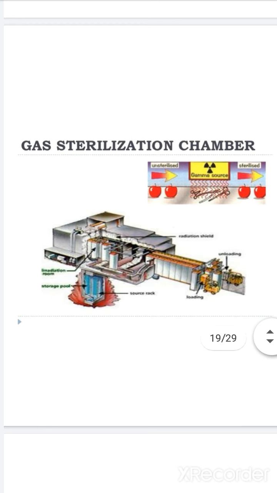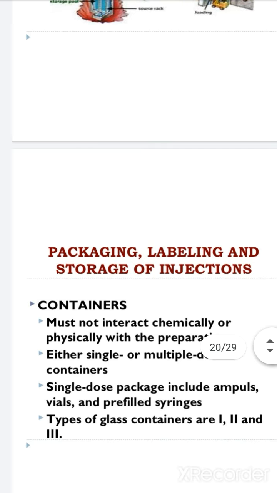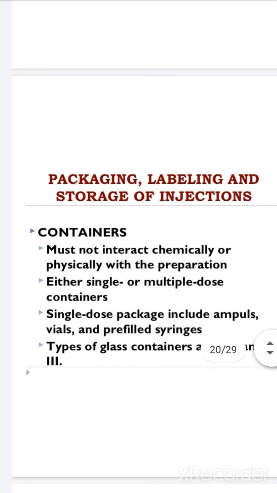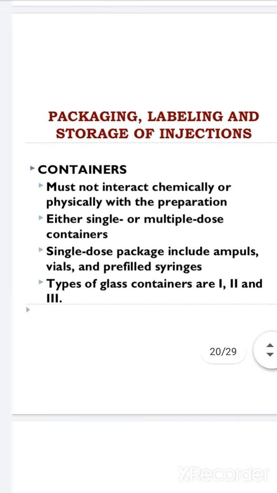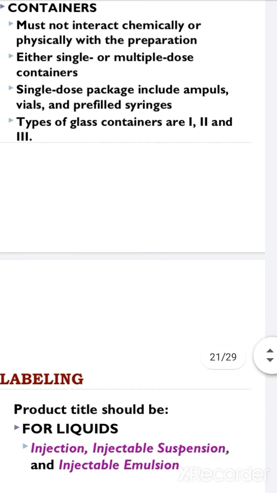Last is packaging, labeling, and storage of injections. Containers must not interact chemically or physically with the preparation, whether single or multiple dose containers. Single dose packages include ampoules, vials, and pre-filled syringes. Types of glass containers are first, second, and third. You should learn about the glass containers. Labeling: product titles should be for liquid and for solid.